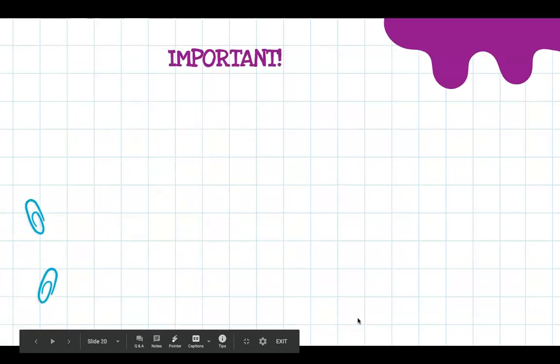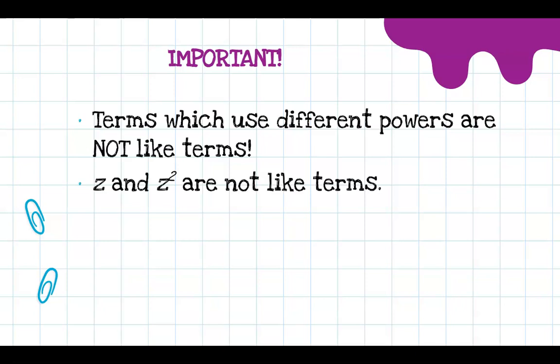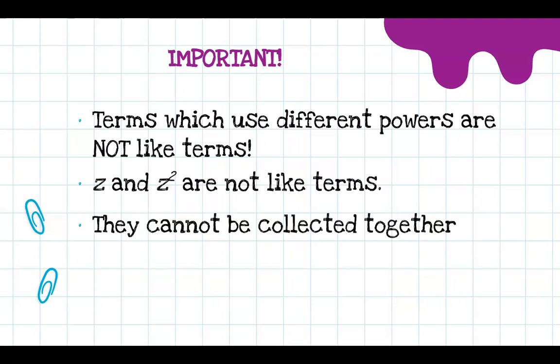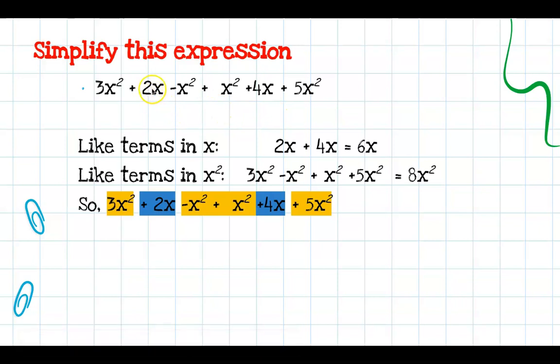Okay, now it's important to remember that terms which use different powers or exponents are not like terms. So for example, z and z squared are not like terms, and they cannot be collected together. Let's have an example on this one. I have here a long expression. The like terms are the ones with just x to the first power, or 2x and 4x. Then you can add them together. 2 plus 4 is 6, so you have 6x.